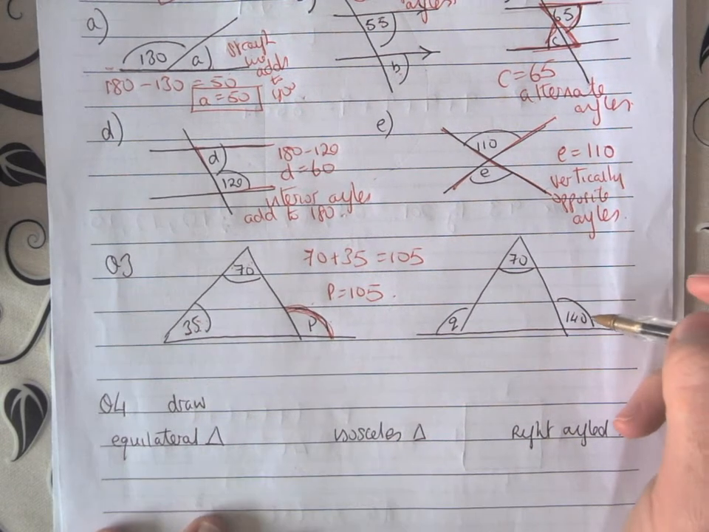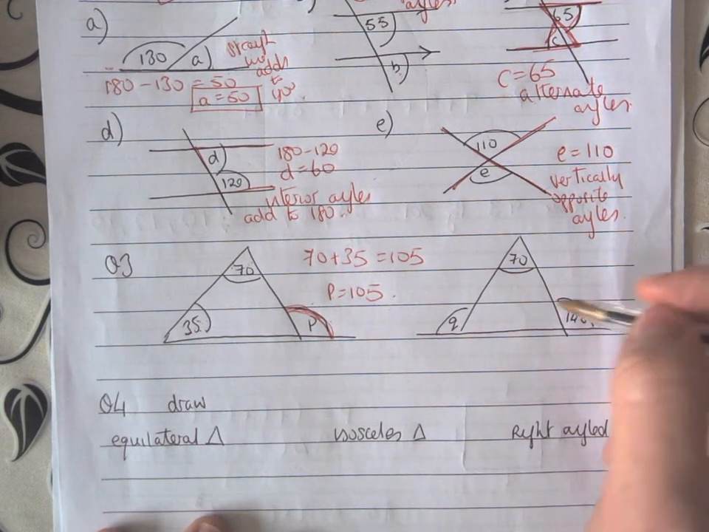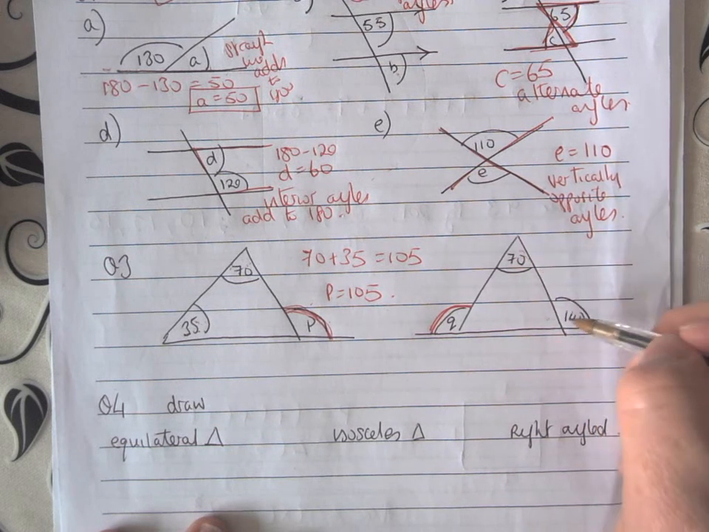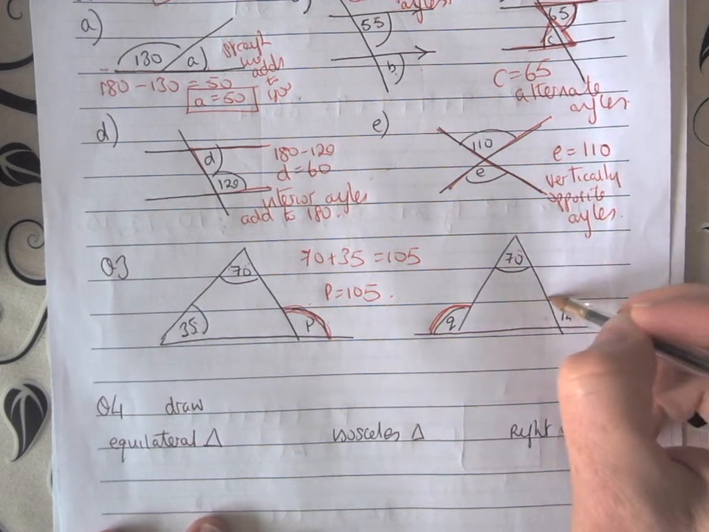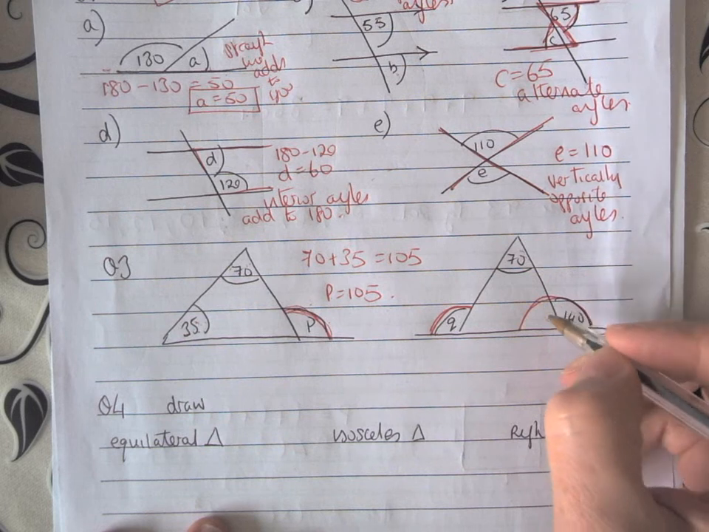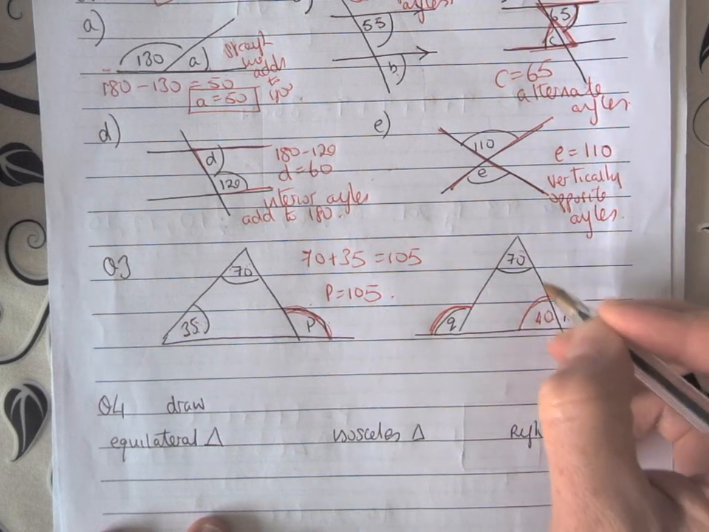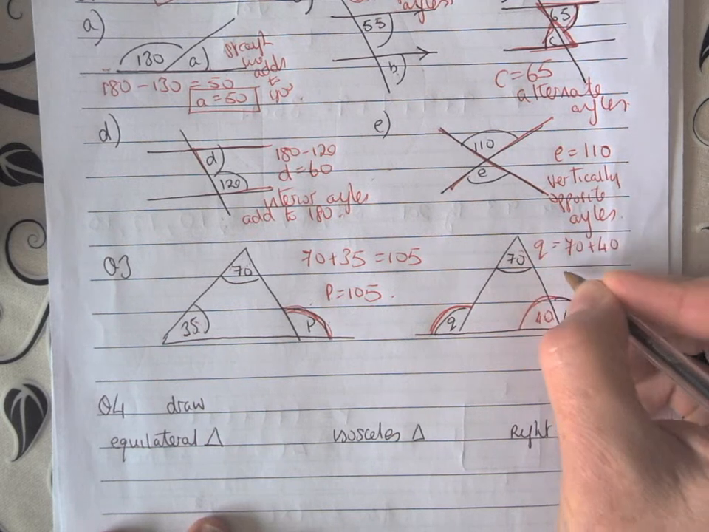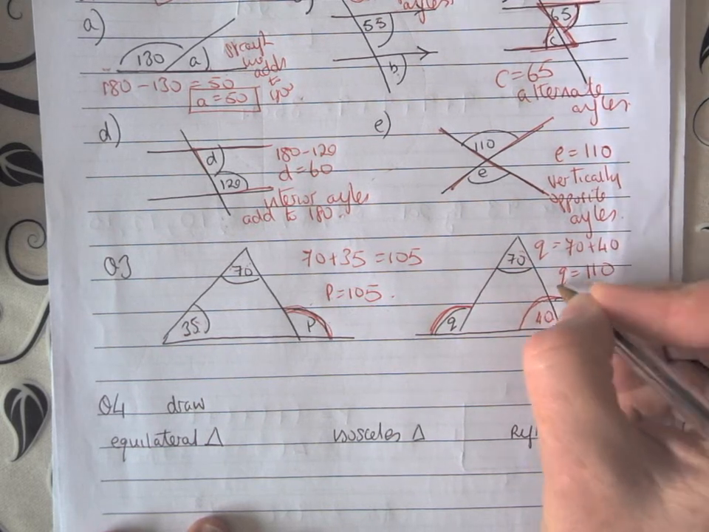Okay. So here again we want to find Q, which is an exterior angle, but we don't have both interior angles, but we can get this one because this is a straight line. So if that's 140, this is 40. So then 40 and 70 is Q. Q is equal to 110.